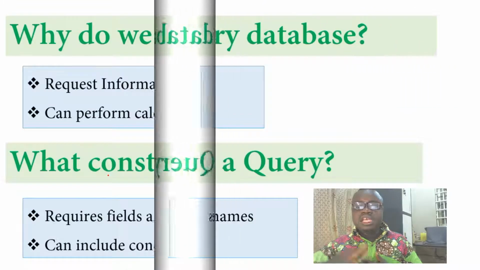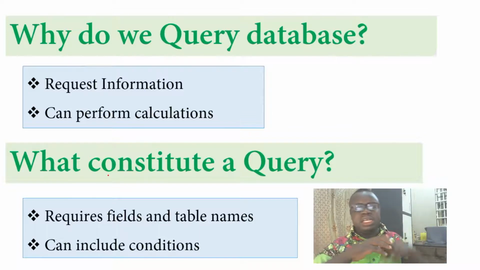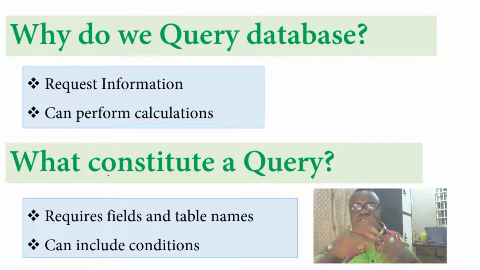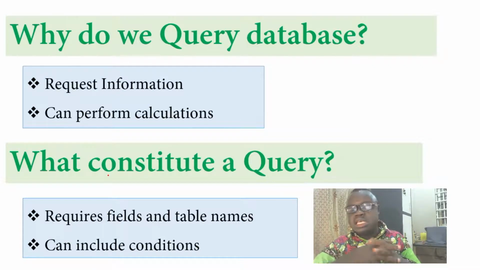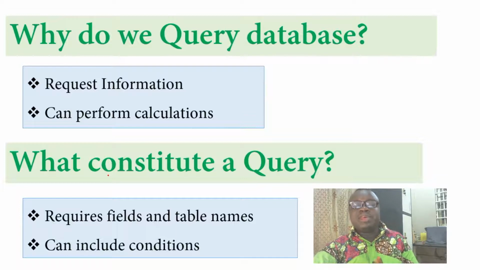Very good. Now, why do we query a database? I have already explained in the earlier slide a bit of reasons why we query a database. But the first one I want you to understand is that we query a database to request information, like I explained earlier on. Then we can also query a database to perform calculations. So at least don't forget about these two. There are more to that, but I want you to keep these two for the time being. So one, we query a database to request information. Then we query a database to perform calculations.